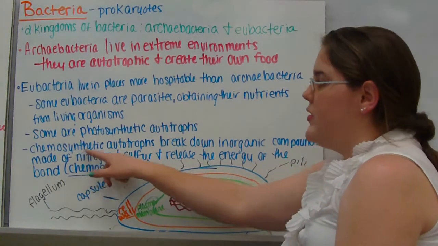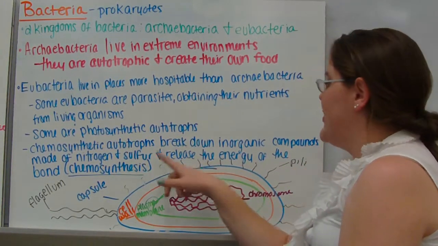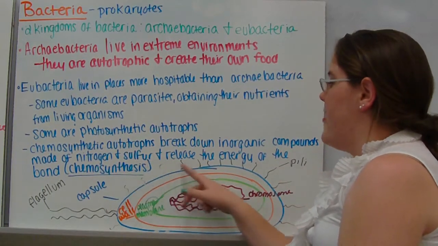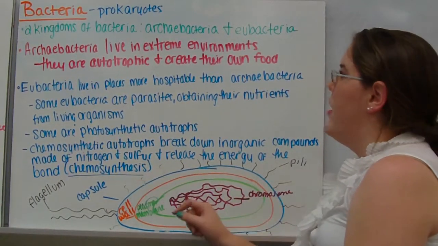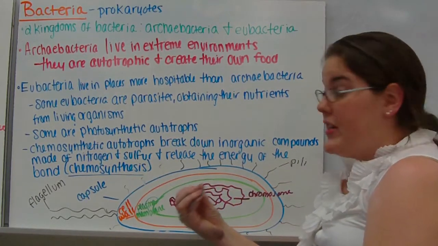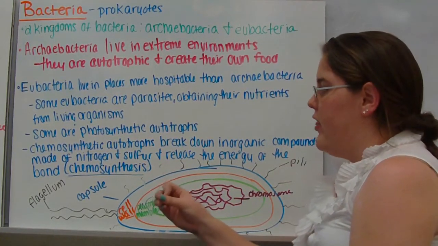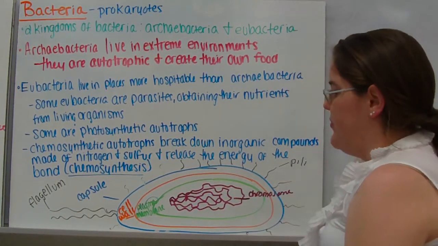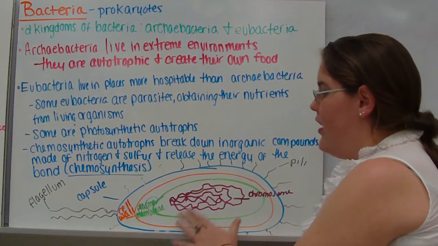Some are chemosynthetic autotrophs, and what they do is break down inorganic compounds made of nitrogen and sulfur and release the energy of the bond, which is called chemosynthesis. So they break down those bonds, that chemical compound, release that energy, and that's how they get their energy. So this is our drawing of our bacteria.